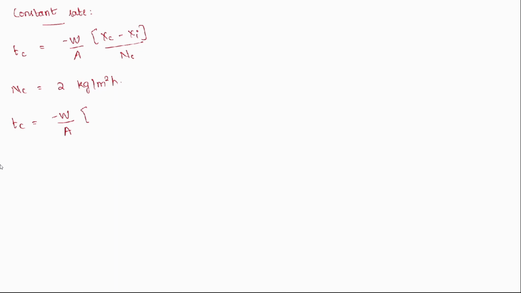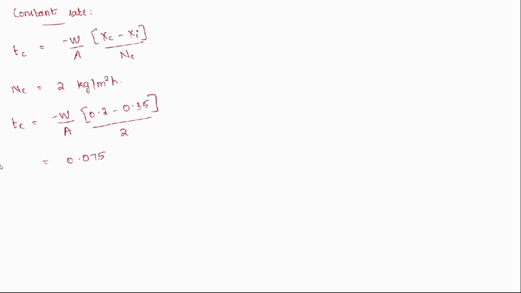Okay. So let's go to the constant rate regime individually. So we'll look at these things individually. At constant rate, we have this formula here. They have given that Nc is 2 kilogram per meter square hour. So Tc is basically minus W by A into Xc, which they have given us 0.2, and Xi as 0.35, divided by N, which is 2.